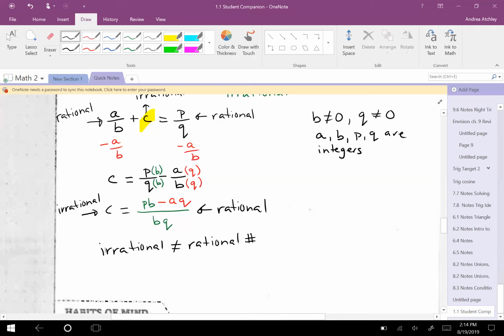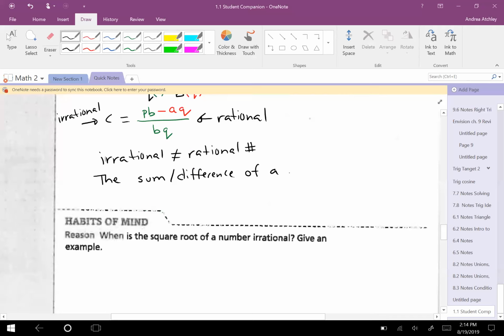Okay. So the sum or the difference of a rational number and an irrational number is always irrational.